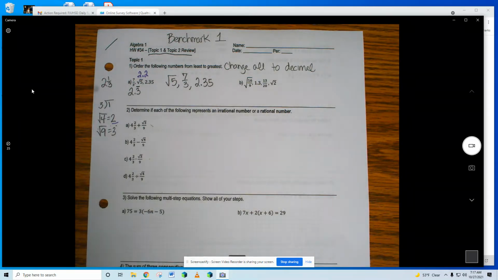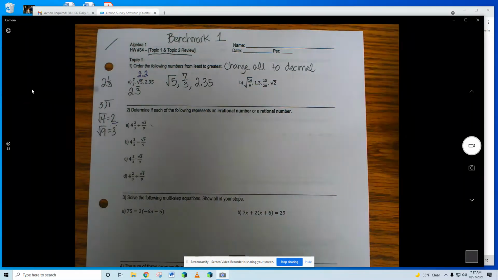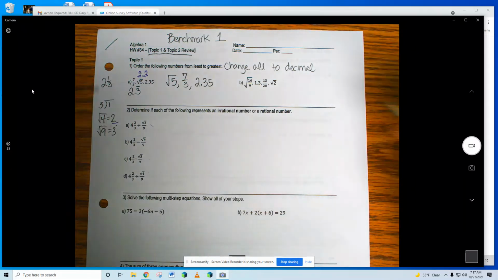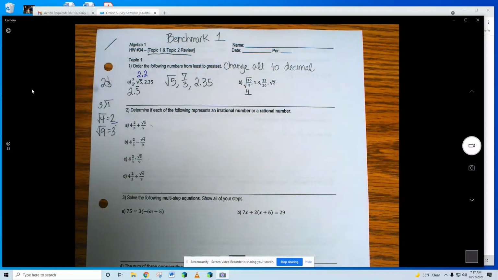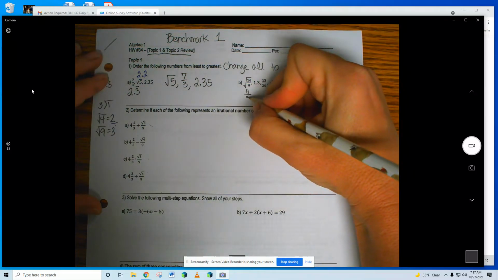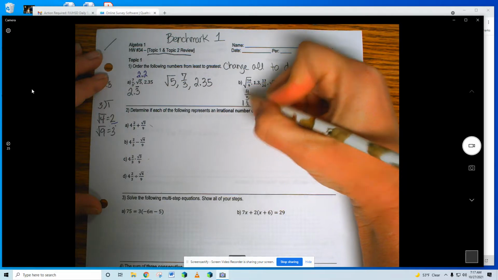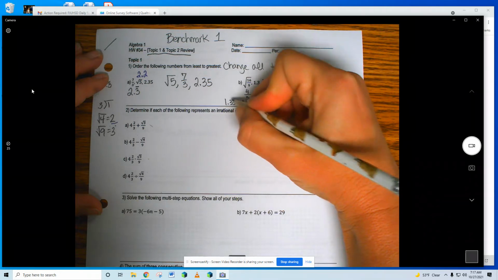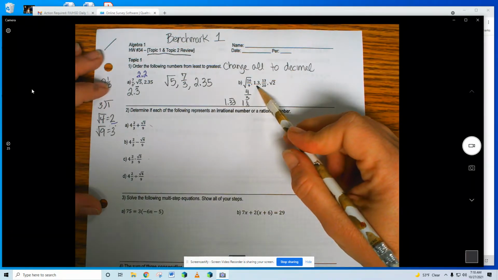Same thing with part B. It's 16 over 9. What's the square root of 16? 4. What's the square root of 9? 3. So 1 1/3. 1 1/3 is 1.333, but it's 3 repeated. Okay, look, 1.3 is smaller than 1.33 repeated.